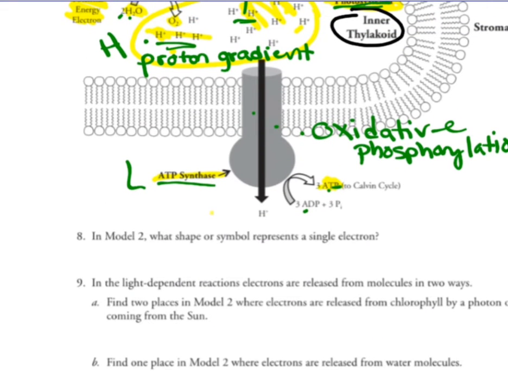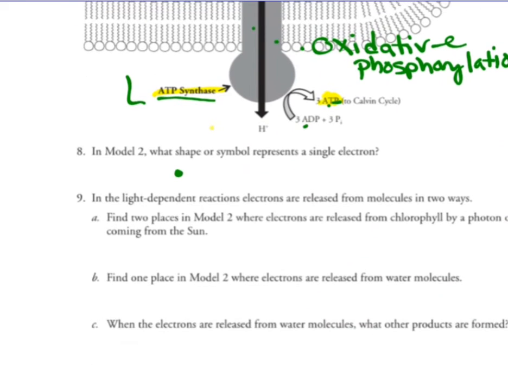Okay, so in Model 2, what shape represents the single electron? The black dot. Mine's green, but yours is black. Okay, 2 places where electrons are released by a photon of light. That is your photosystems. So this is PS, let's write them in order. PS 2 and 1. Remember, they are backwards because 1 was discovered first.